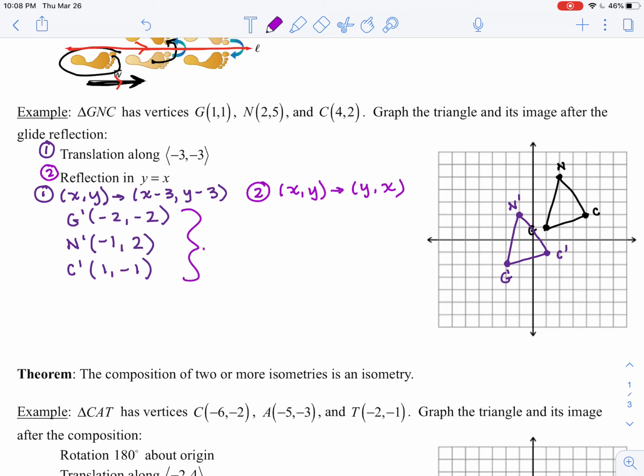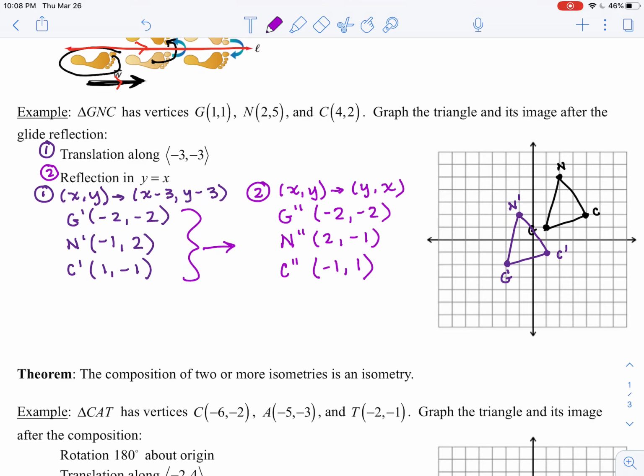So now we're using the coordinates from G prime, N prime, C prime. And when we perform our second transformation, our new vertices are going to be called G double prime, N double prime, and C double prime. That indicates that it's the second transformation. So when I switch the coordinates from each one, G double prime actually doesn't move. N double prime goes to (2, -1), and C double prime will be at (-1, 1).